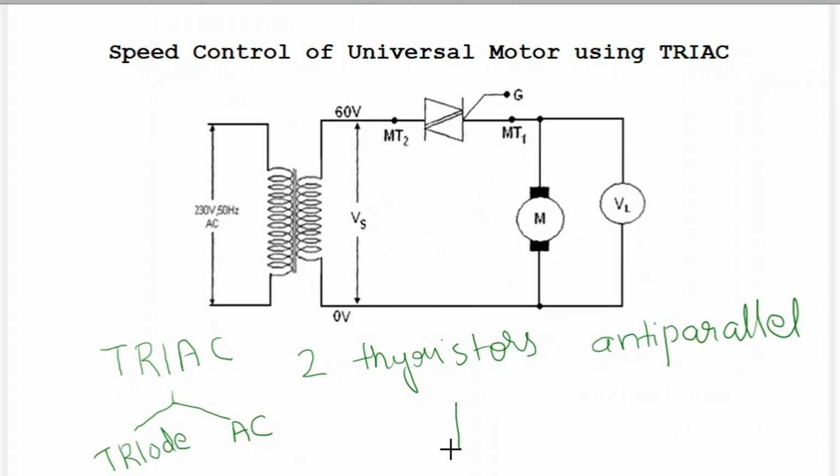That means, say if we have a thyristor, we have another thyristor. This is cathode, this is anode. Here again, this is anode and this is cathode. We connect it in parallel. Since cathode is connected to anode and here our anode is connected to cathode, they are in anti-parallel.